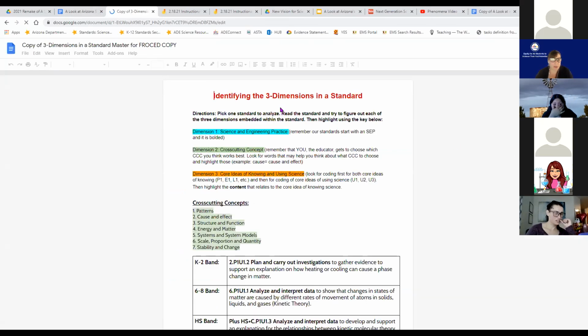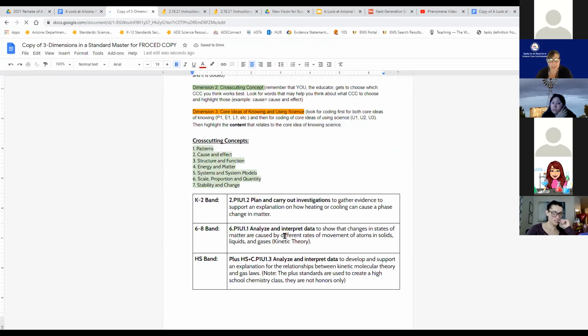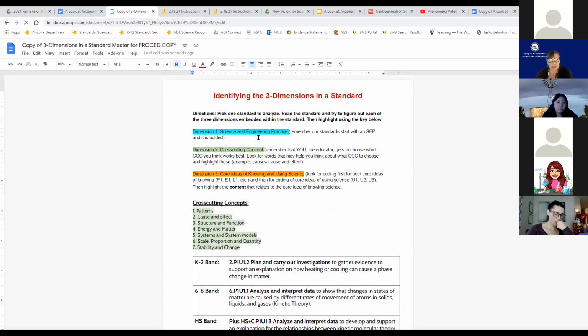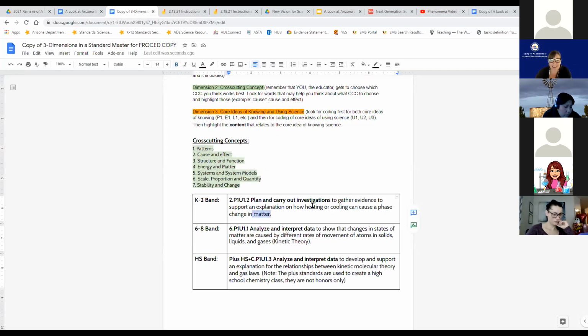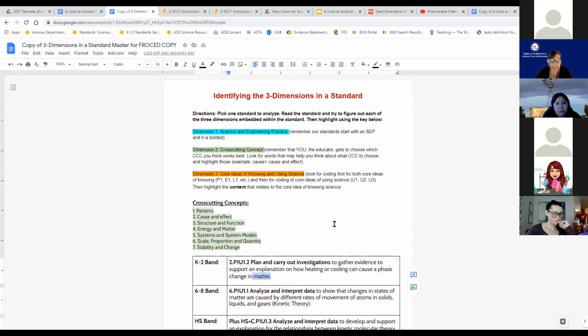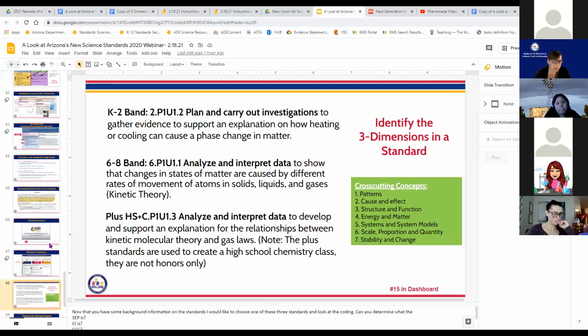And I spelled force wrong apparently. But what you basically do is take a look at some standards and then use some color coding. Whenever we talk about the dimensions, the science and engineering practices are blue, crosscuts are green, and the core ideas are orange. You saw it in the video. And what you would do is just go through and highlight this and see if you can figure out the three dimensions. That's just a little practice on your own if you have time. If you don't, that's okay. I didn't think we'd get to it today.